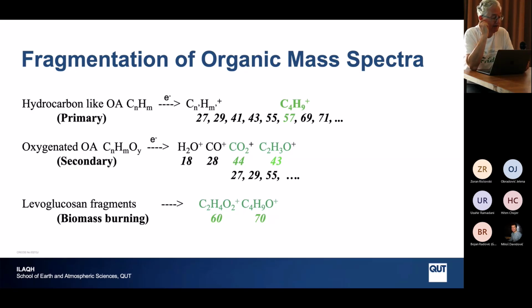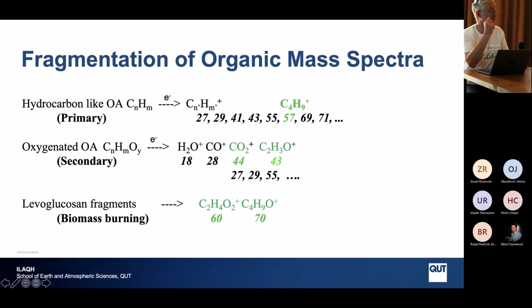Similarly, the secondary hydrocarbons, so oxygenated compounds. Once you get this primary compound into the atmosphere, they can react with ozone or radicals, get oxidized, so have oxygen within them, and they would most likely be detected at MZ44, which is CO2, or MZ43. 43 is usually associated with the first step oxidation products, and the second step oxidation products, those who have two oxygen molecules, are at MZ44. And biomass burning, for example, is a good marker for levoglucosan.